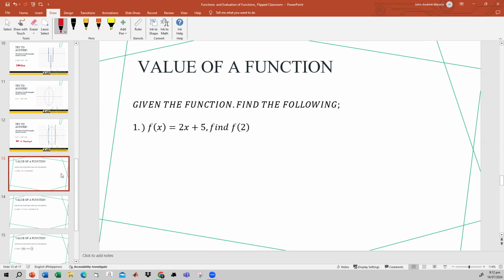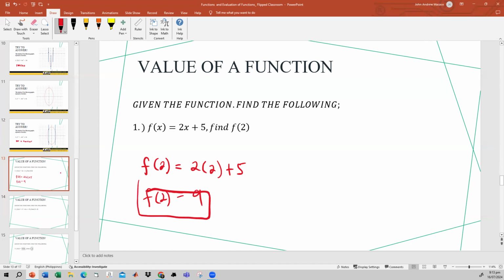Basically, what you need to do here is substitute the 2 directly into the given function. So f of 2: x will be replaced by 2. This becomes 2 times 2 plus 5, which is 9. So f of 2 is just equal to 9.